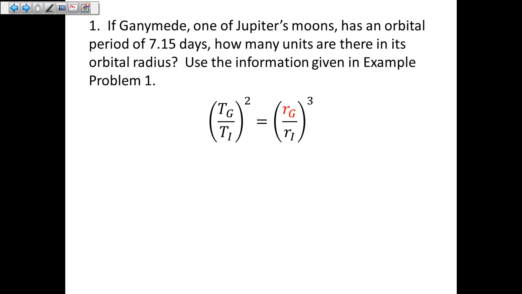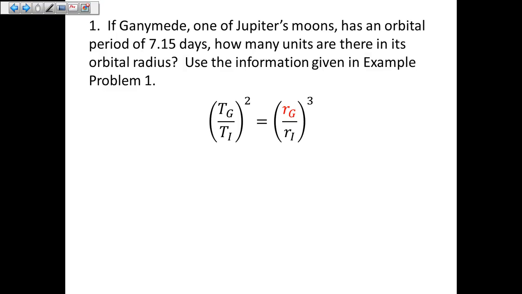So we're going to use this equation that comes to us from Kepler's that compares orbital periods, those t's that you see on the screen, with orbital radii, the r's. Now, I've gone ahead and highlighted what we're solving for, r sub g, that is the orbital radius for Ganymede, in red. And I want to go ahead and give you a tip.